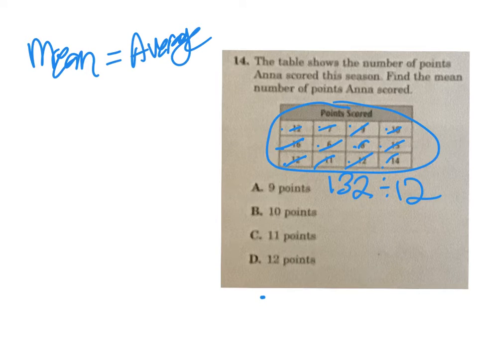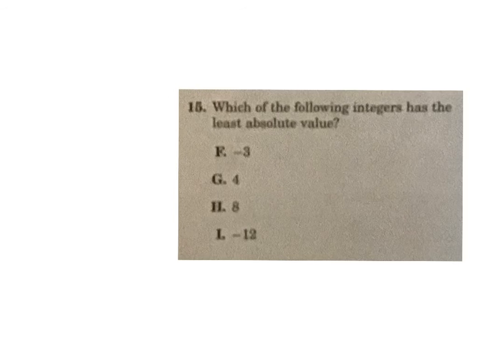And then I do 132 divided by 12. And that gets me an average of 11 points. So you'll need to know how to do the mean. And the mean is just basically the average. You add every single number up and you divide by the number you have. And that gets you your average.